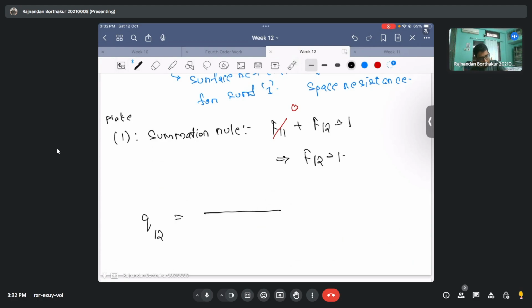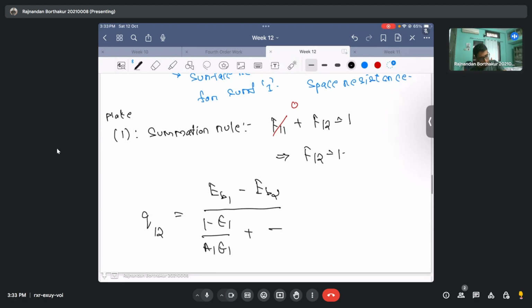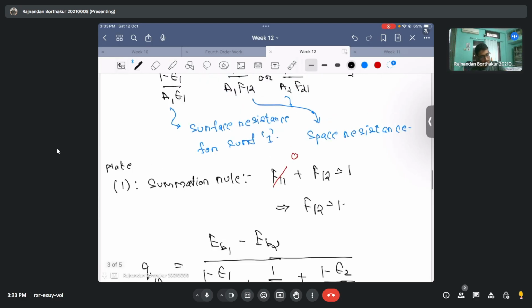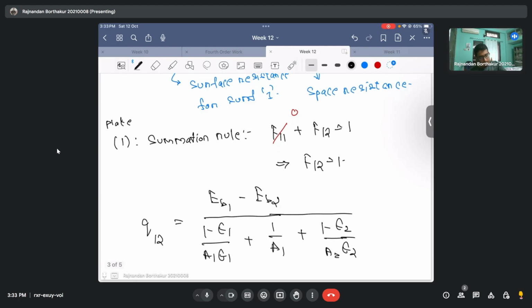And this can be written as what? This can be written as EB1 minus EB2 divided by 1 minus epsilon 1 by A1 epsilon 1, plus 1 by A1 F12, and I know my F12 is just equal to 1, which means this is 1 by A1, and then this would be 1 minus epsilon 2 by, this would be just A2 times epsilon 2. Okay, so this is your net.